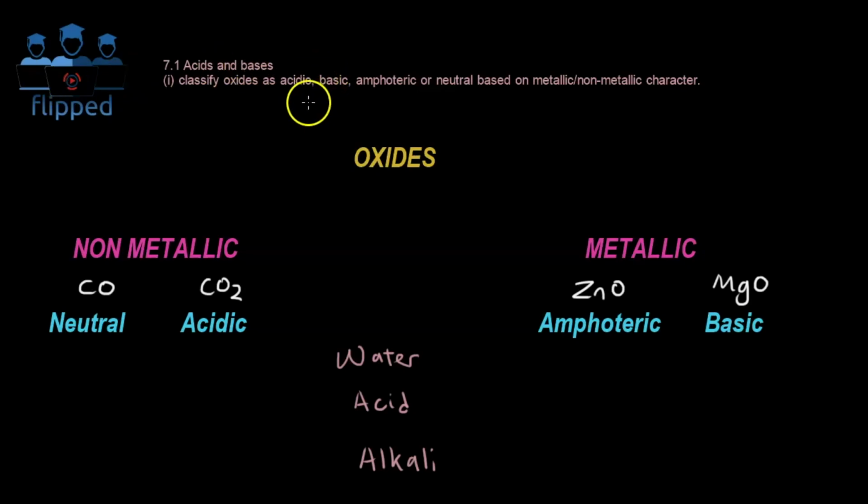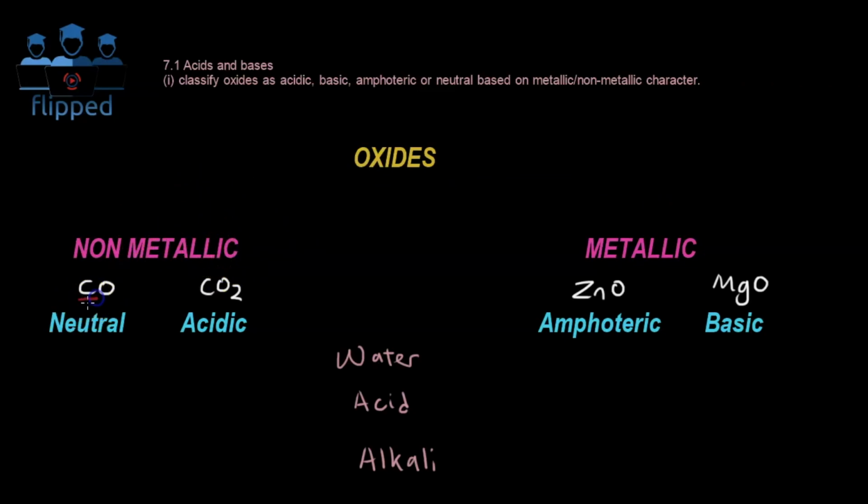So today we are talking about oxides, and you can see that there are four kinds of oxides here: neutral, acidic, amphoteric, and basic. They are packed under two different groups. One is non-metallic, one is metallic. Let me tell you how to identify what's metallic and non-metallic first.